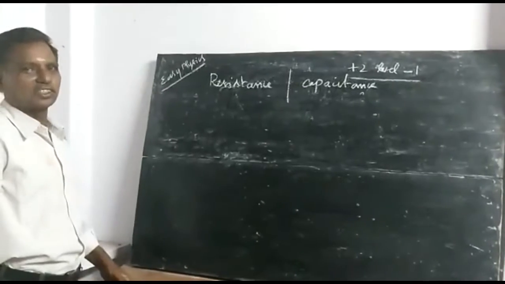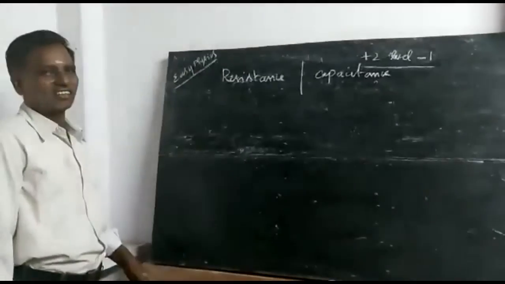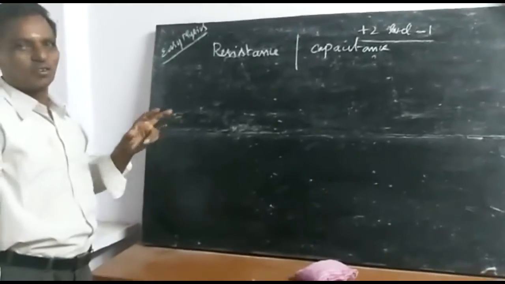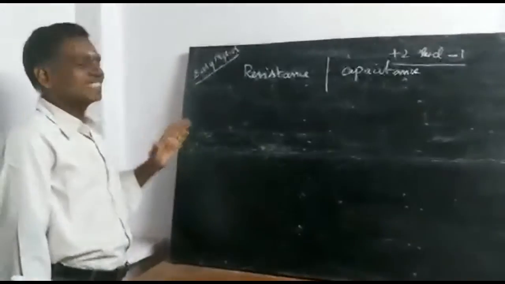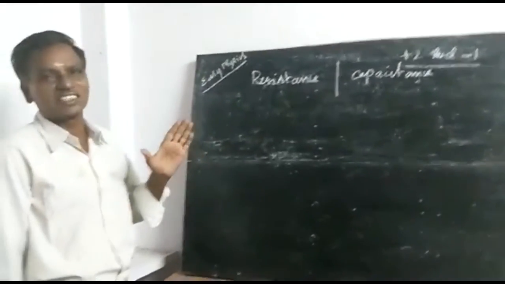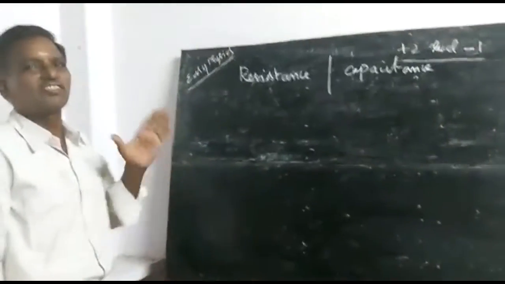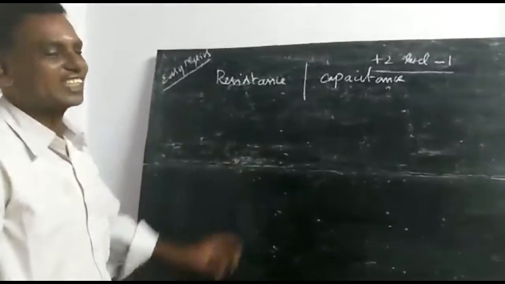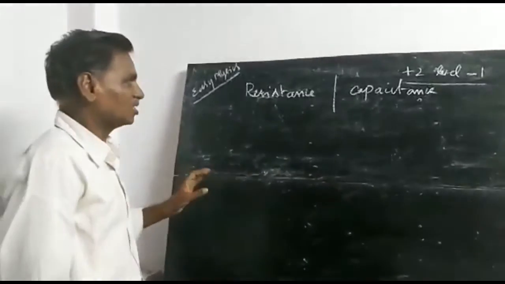Now, what is resistance and what is capacitance? They are dual topics in one way. What is resistance? It resists the flow of current, and that is called resistance. What is capacitance? It is used to store electric charge.